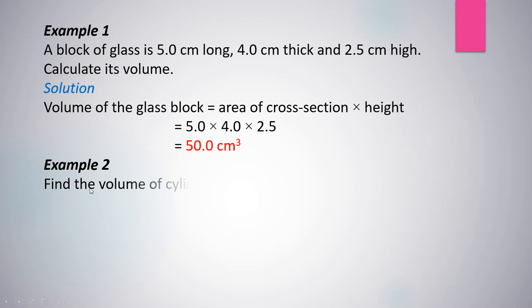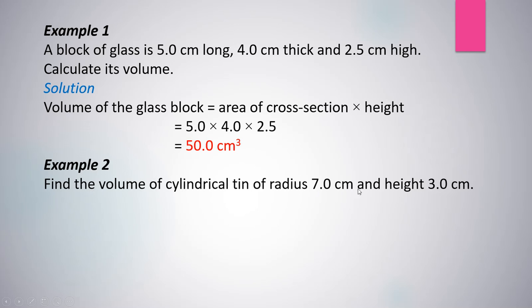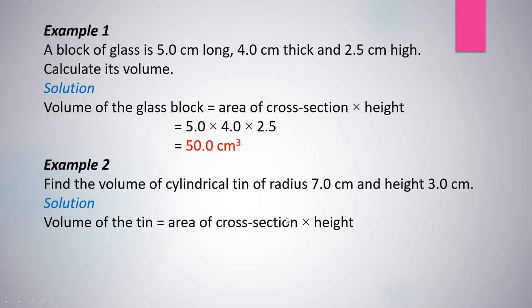Example 2, find the volume of a cylindrical tin, radius 7 centimeters, and the height 3.0 centimeters. Again, in our solution, the area of the cross section, which was the pi r squared, times the height. So we shall have pi is 22/7 times radius squared, which is 7 times 7, times 3, and we get our answer as 462.0 centimeters cubed. Let's go further to other shapes. Triangular prism.